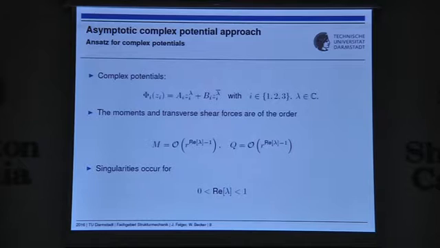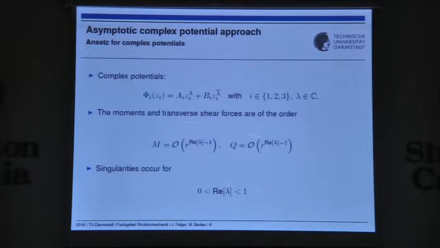So the complex potentials are assumed to be of this form here, where this two-term approach is necessary in order to allow for complex singularity exponent lambda. Then, using this ansatz for the complex potentials, finally the bending moments and the transverse shear forces are of this order here, and these are of the same order, bending moments and the transverse shear forces, in contrast to the classical Kirchhoff plate theory.